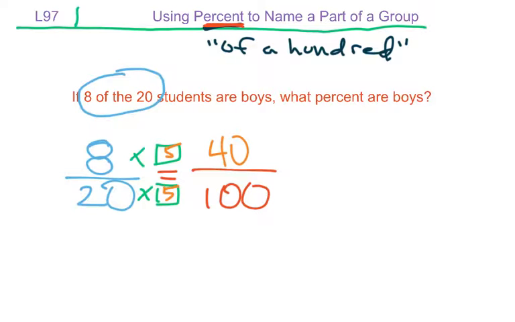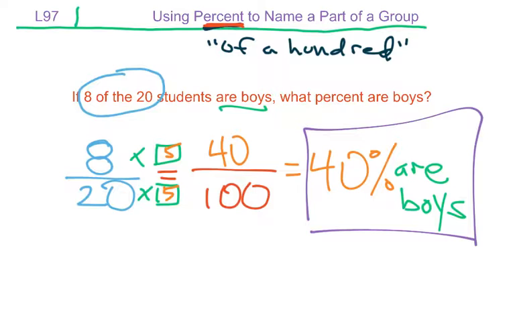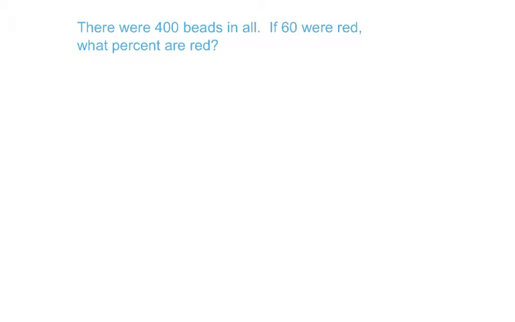Now, I ain't going to stop there because that's a fraction. What we're interested in today is a percent. So I know that 40 of 100 can be easily translated to 40%. And then I would want to answer this question, simply say, okay, what percent are boys? And I could say 40% are boys. And then that's a nice box up. I hope you'd agree. Let's do another.